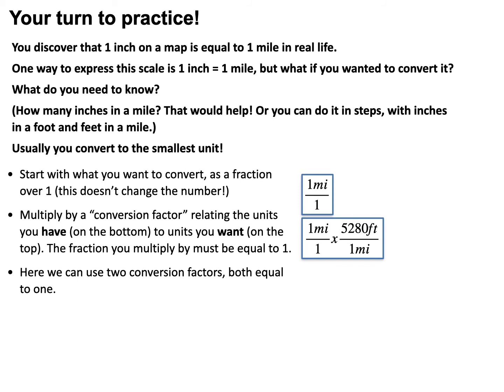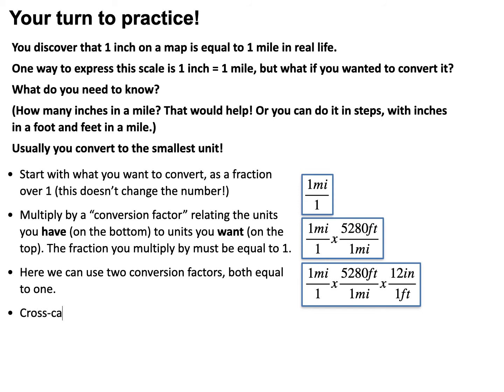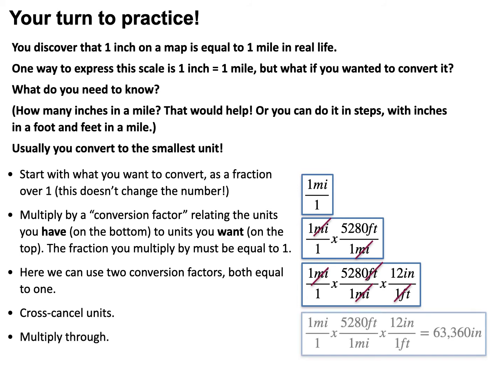Our second conversion factor relates feet to inches, and we want to get rid of that foot as a unit. So we're going to put 12 inches on the top of our fraction and 1 foot on the bottom. And then hopefully you notice we get rid of all the units this way. And if we multiply through 1 mile times 5,280 feet times 12 inches, hopefully you got 63,360 inches in 1 mile. And now we can write the verbal scale as 1 to 63,360. See if you got the same answer.